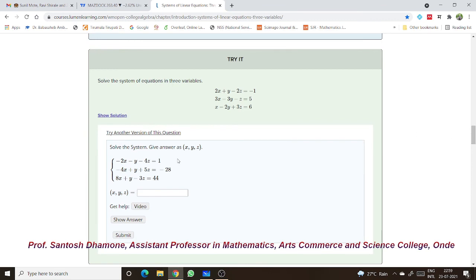Solve the system: minus 2x minus y minus 4z is equal to 1, minus 4x plus y plus 5z is equal to minus 28, and the last equation is 8x plus y minus 3z is equal to 44. We have to find the values of x, y, z.